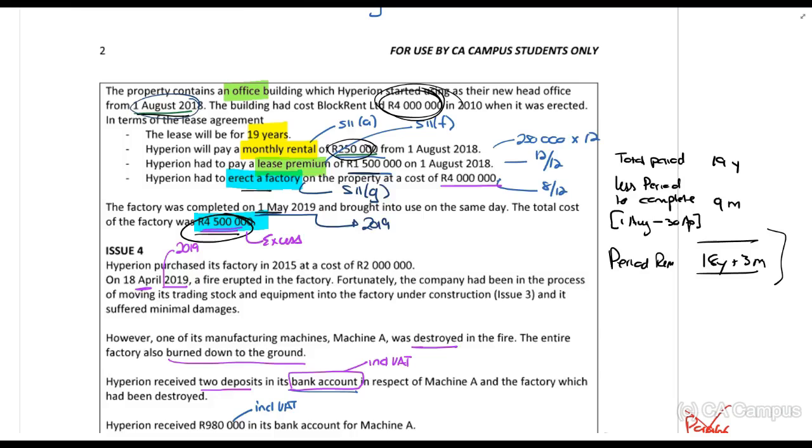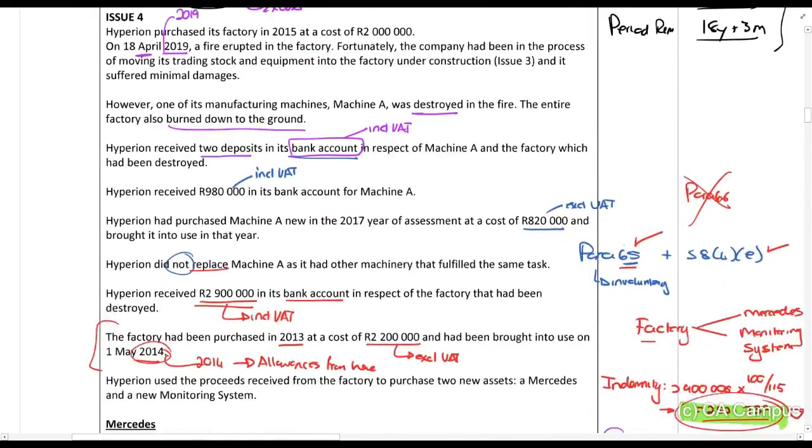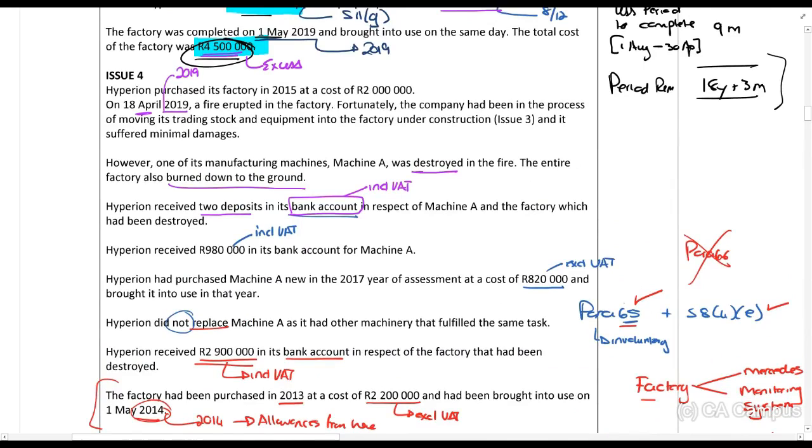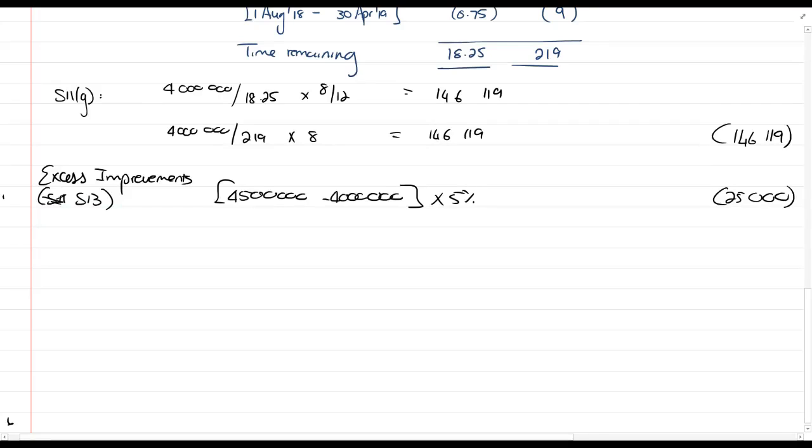Alright, that's it. Then we have issue 4. So now a lot of things happen in issue 4, obviously. The first thing is, there are two things that are destroyed. Machine A is destroyed and the factory is destroyed. We received 980,000 including VAT for machine A, but it's not replaced. So let's start with machine A, get it out of the way.